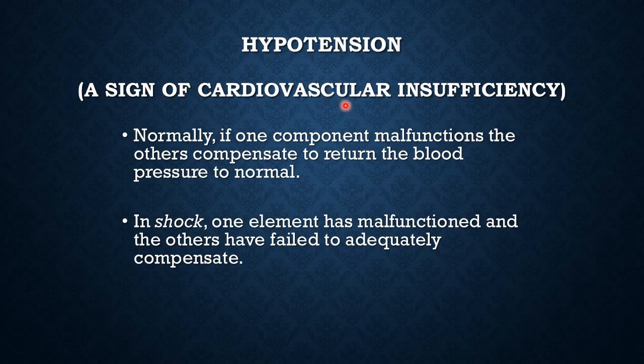Hypotension is a sign of cardiovascular insufficiency. Normally, if one component malfunctions, the other compensates to return the blood pressure to normal. For example, cardiac output is stroke volume times heart rate. If the stroke volume falls, the heart rate goes up to compensate and maintain the cardiac output at homeostatic level.